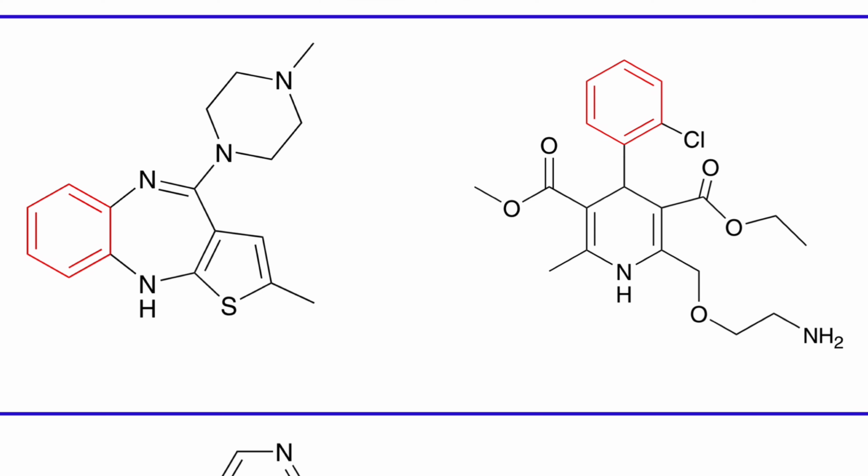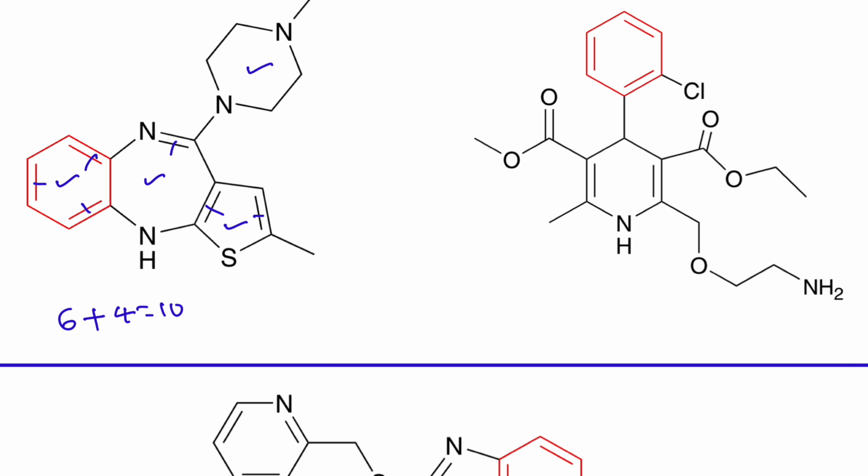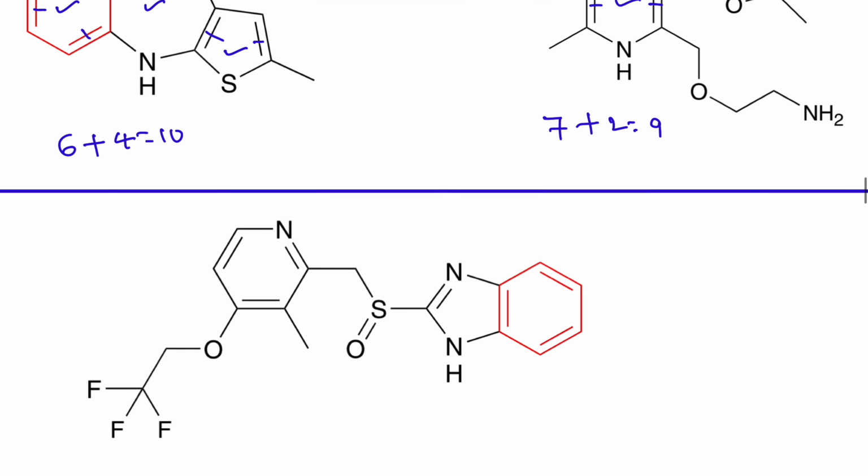Next one, same procedure, number of pi bonds, 1 2 3 4 5 6 pi bonds, number of rings 1 2 3 4, so that is 6 plus 4, that is 10. And next example, right side example we are taking, number of pi bonds, here this is 1 2 3 4 5 6 7, that's it, 7 pi bonds. And rings, here 1, here 2, that's it, there is no other ring, so that is 7 plus 2, degree of unsaturation will be 9.